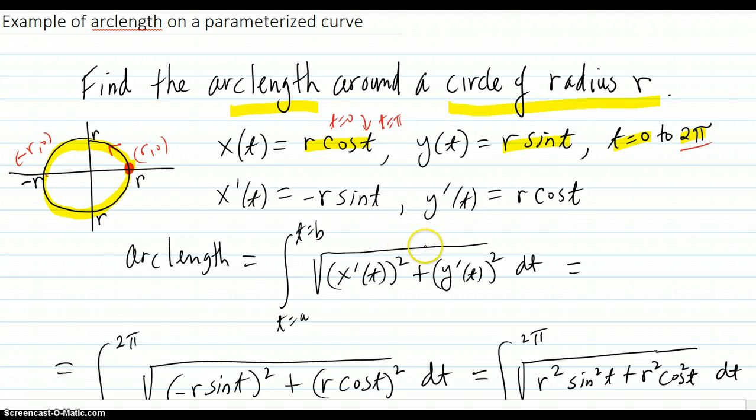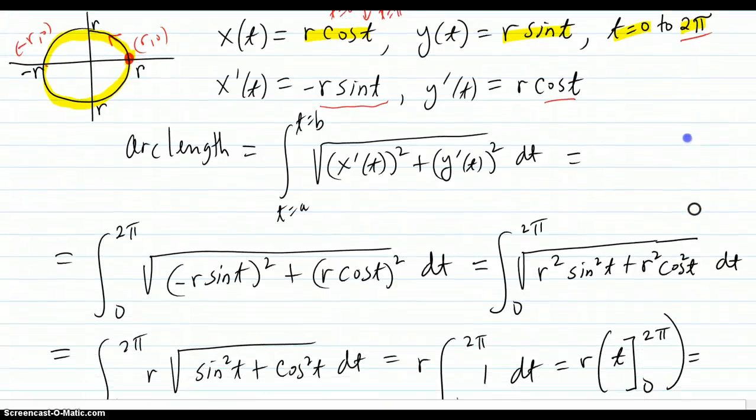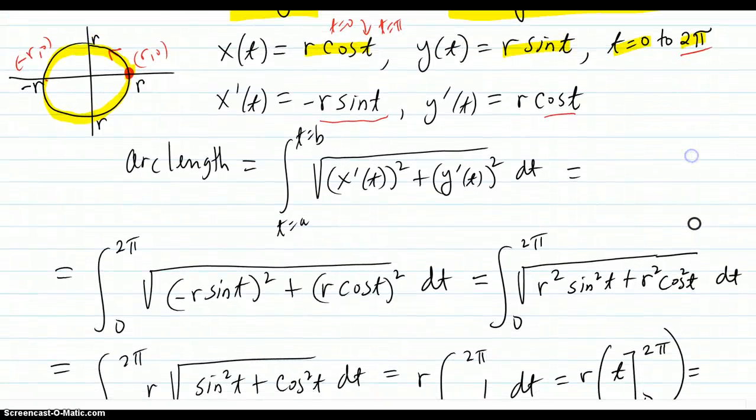So to find the arc length, x prime is negative r sine t, because the derivative of cosine is negative sine, and the derivative of sine is cosine. So here's your derivative, and your velocity function actually. Then your arc length formula is right here.